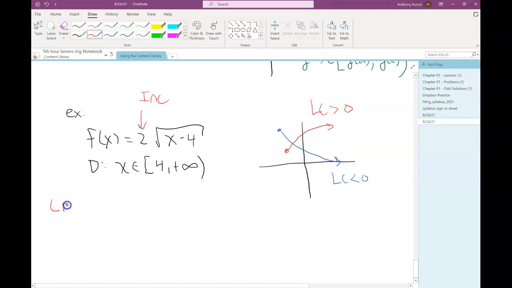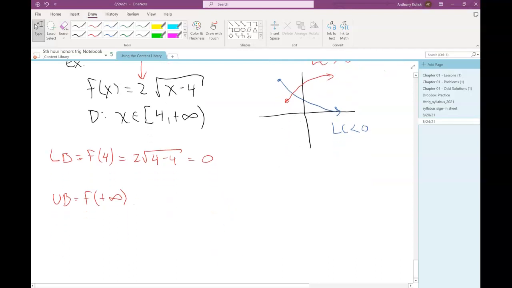So the lower bound for my range is just going to be found by looking at f of the lower bound for my domain. And the upper bound for my range is going to be just using f of the upper bound from my domain. So the lower bound for the range is 0. Everybody good there? I skipped doing some arithmetic, but I think in this class that's probably fair.